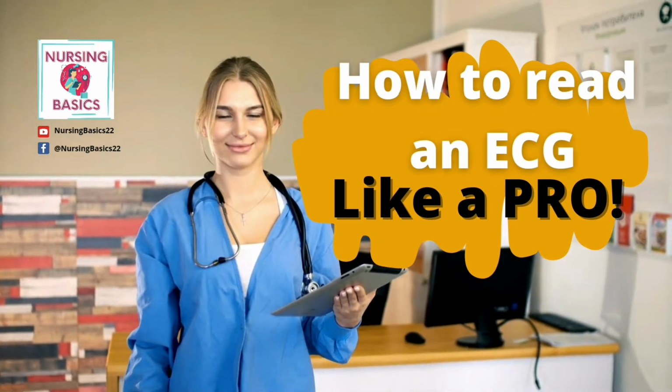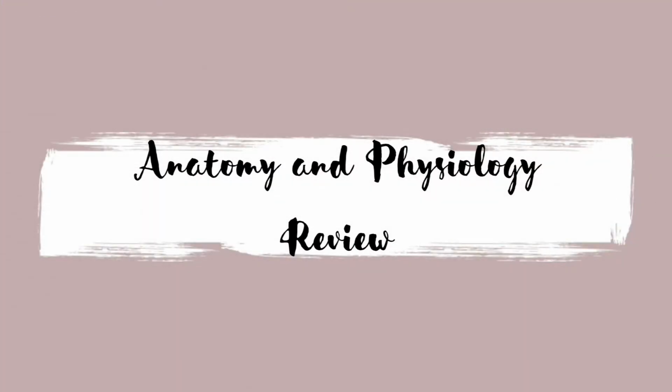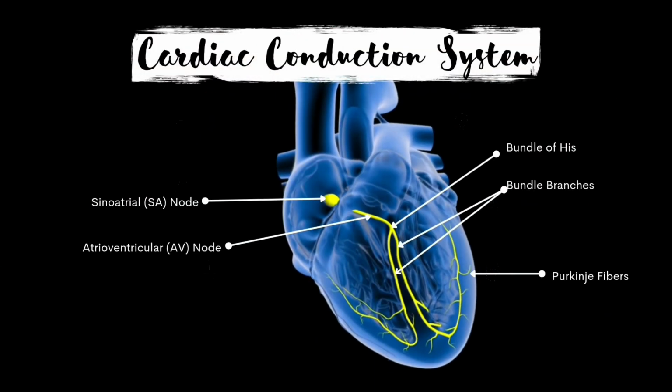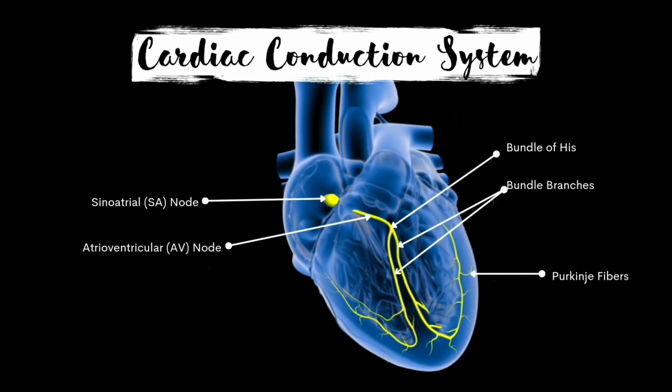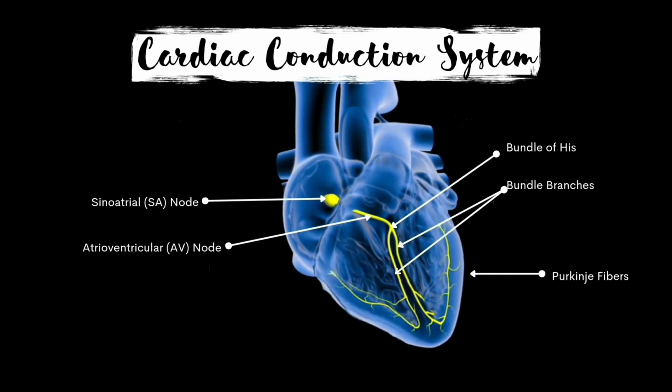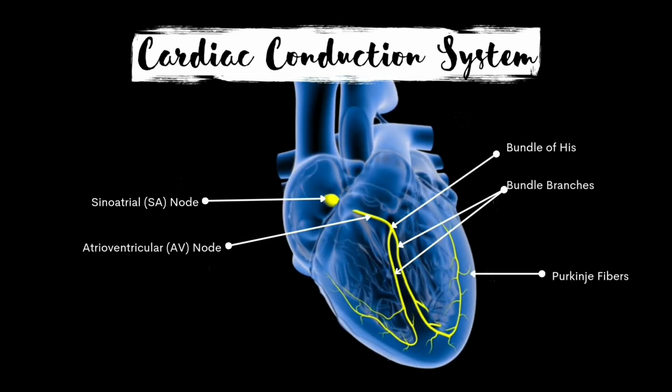Let's get started. First, let us have a quick review on our basic anatomy and physiology. A network of specialized muscle cells is found in the heart's walls. These muscle cells send signals to the rest of the heart muscle, causing a contraction. This group of muscle cells is called the cardiac conduction system.